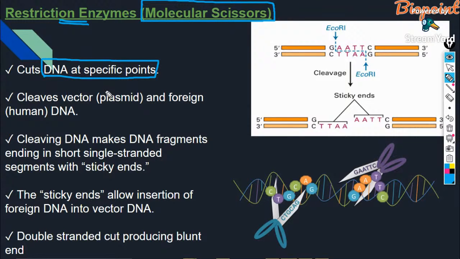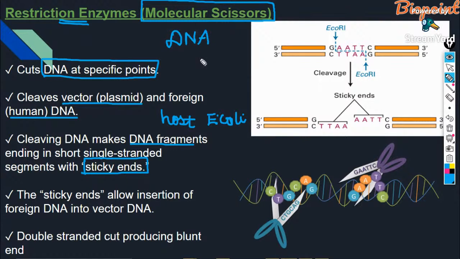Clear? Second one, the vector used over here is the plasmid. The host used over here is the E. coli bacteria. Cleaving DNA makes small DNA fragments with sticky ends, which are easy for us to rejoin with the help of DNA ligase.